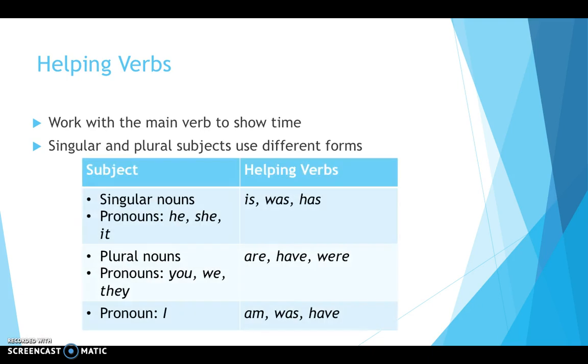Here is a nice little chart. Let's talk about it. On the left side, it gives you the subjects. On the right side, it gives you the helping verbs you should use. Going across the first row. So when you have a singular noun, or the pronouns he, she, or it, you use the helping verbs is, was, and has. If the subject, going on to the next line, is a plural noun, or the pronouns you, we, or they, you use the helping verbs are, have, and were.